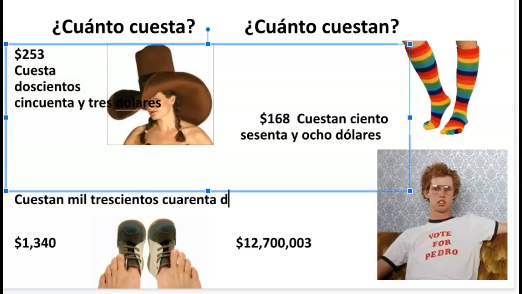It's going to want me to put an accent on dólares. Let's see if I can. Nope. No, I can't put it on there. Then on my keyboard. Dólares. There it is. Cuestan $1,340. And I'm using the plural form of the verb cuestan because there's more than one shoe.